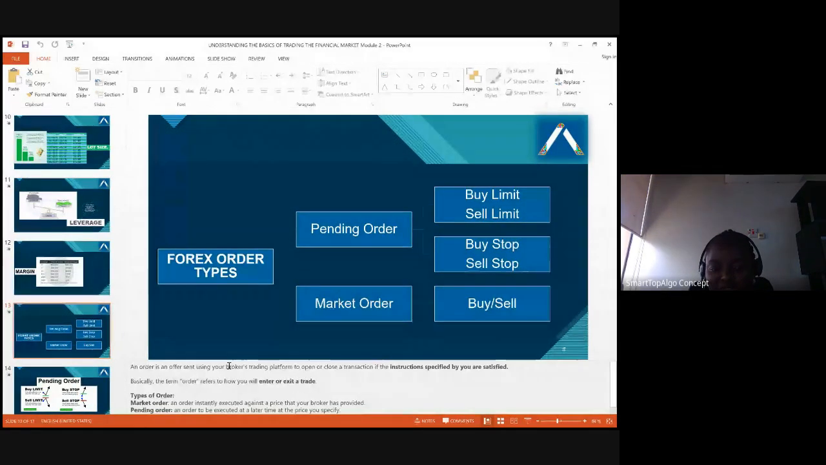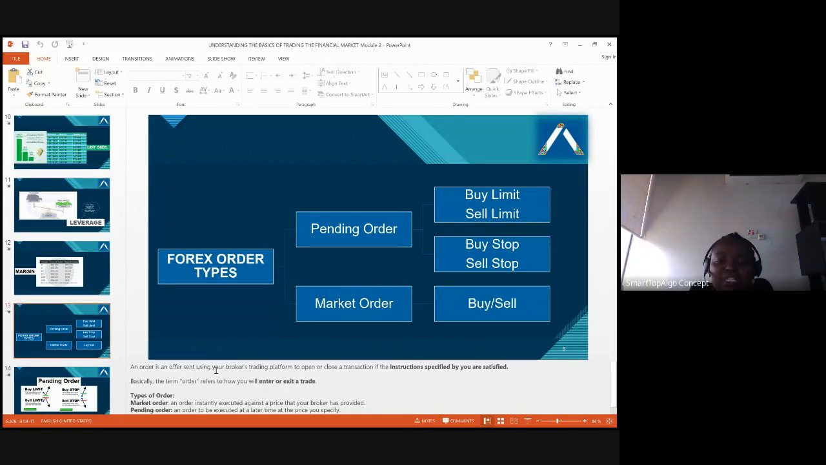Now, what exactly is an order? An order is an offer sent using your broker. It is the offer that you are sending to your broker to open or to close a transaction, if that instruction is satisfied. It's like an instruction that you're giving to your broker that I want to do something on my account. So that's what we call an order. It's an instruction that I want to either open or close my position.